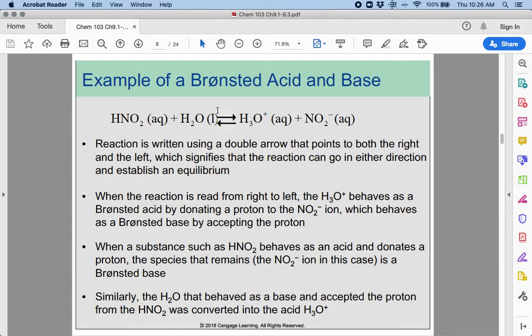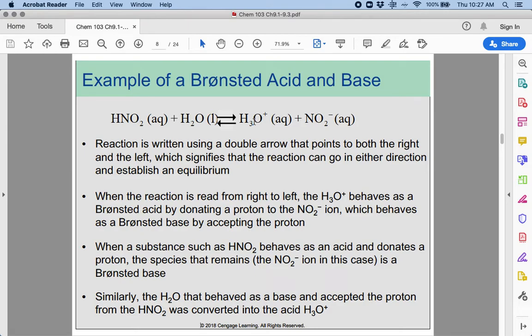And remember, when we have this two-sided arrow, that means this way is one direction the reaction can run, and this is the other. So when we look at that, we already said, okay, HNO2 is our acid because it can give up the hydrogen and become NO2 minus. And water, H2O, can be the base because it can accept a hydrogen and become H3O plus. Now let's pretend that this is the reaction that's going. We're going to go from this direction to this direction.